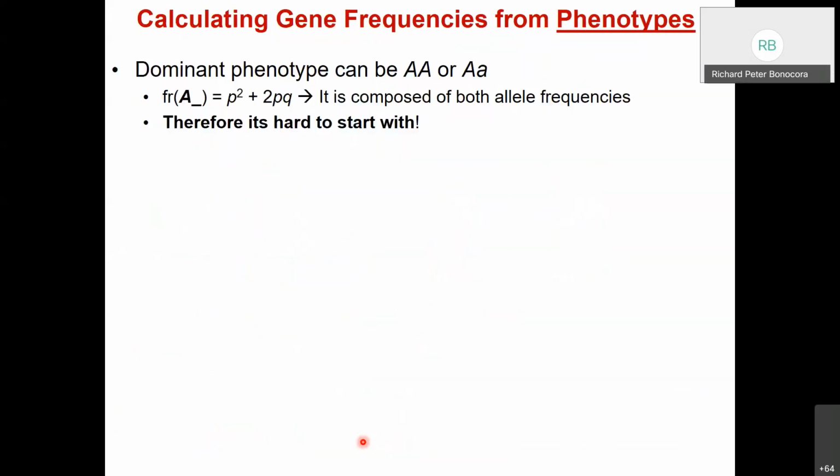Okay, so what if you want to calculate these frequencies from phenotypes? The phenotypes are not as simple as we have here, where depending on what the genotype is, we can see a dark green frog, a medium green frog, or a light green frog. We don't always have that option, right? A dominant phenotype can typically be either heterozygous for the dominant allele or a homozygous individual. So the frequency of individuals with the dominant phenotype is going to be p squared plus 2pq. Since this is composed of both allele frequencies, this is not a good place to start to try to figure out what the allele frequencies are.